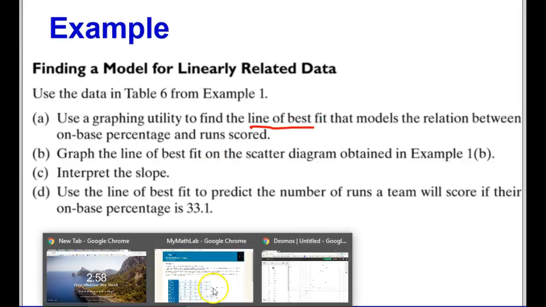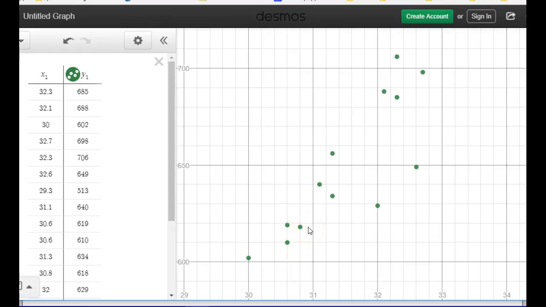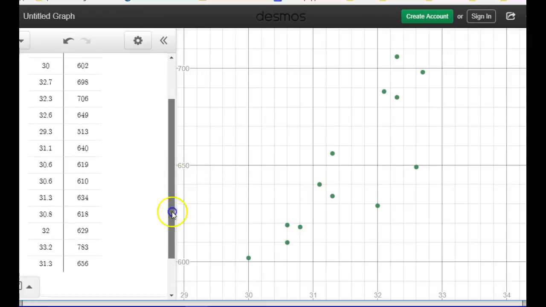So let's go ahead and look at Desmos. The first thing we want to do when we're using Desmos to find the line of best fit, and we can use this for any equation, is we first put our data in. In order to do that, we open a new graph and we go over to our plus and add a table. That's how I entered all of this data. And this is the same data you'll see.